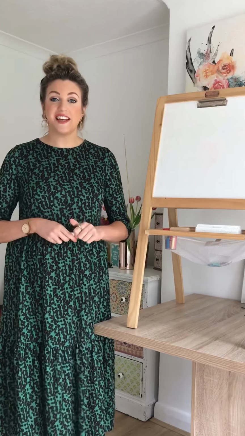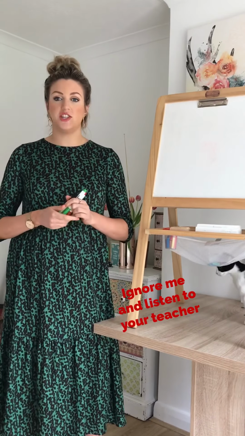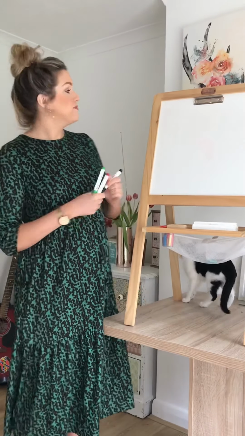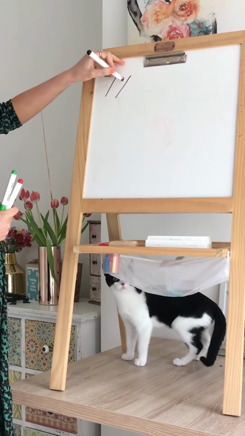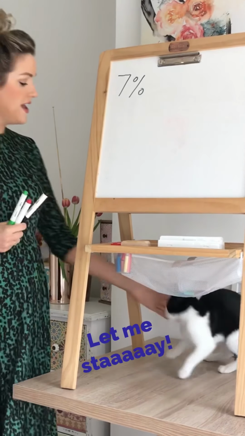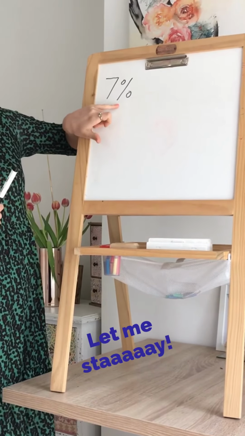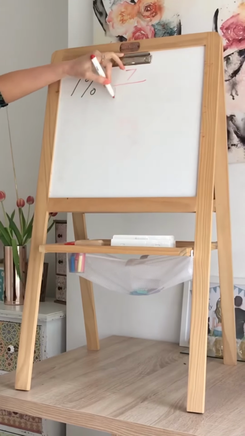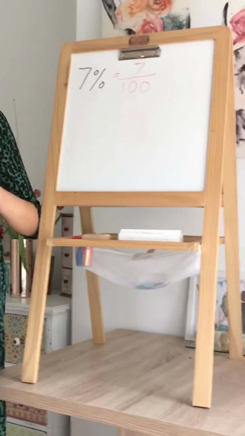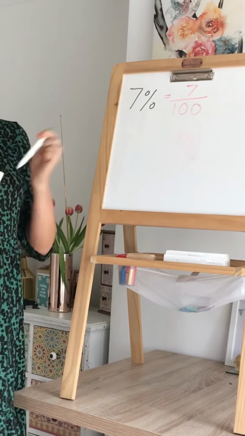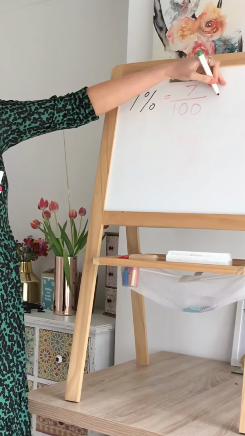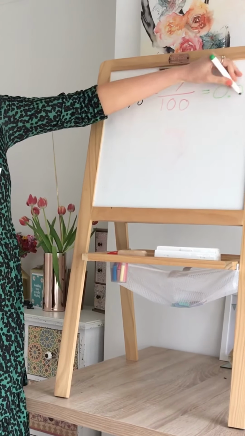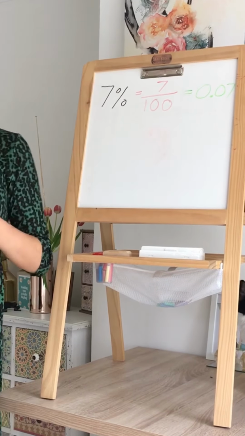Okay, so in the previous lesson, we were thinking about what percentages are. So if we had 7%, that is 7 parts out of 100. So we would write that as the fraction 7 over 100. And then to work out the decimal, we would do 7 divided by 100, which is 0.07. And that's what you were doing yesterday. So today, you're going to be calculating percentages of amounts.